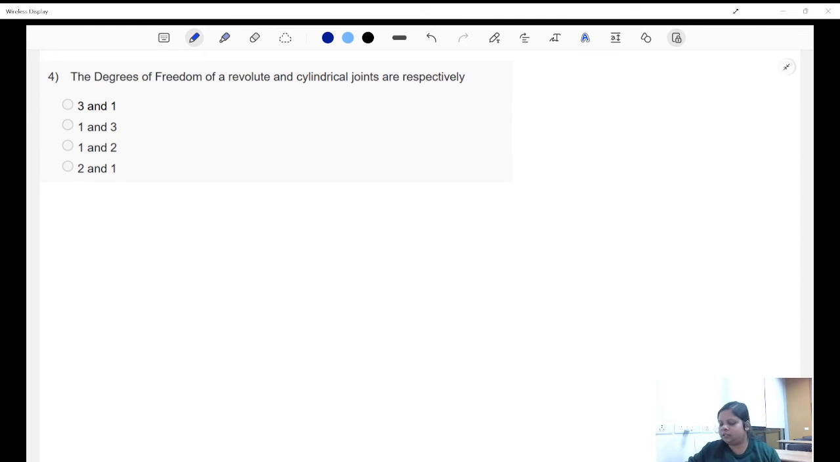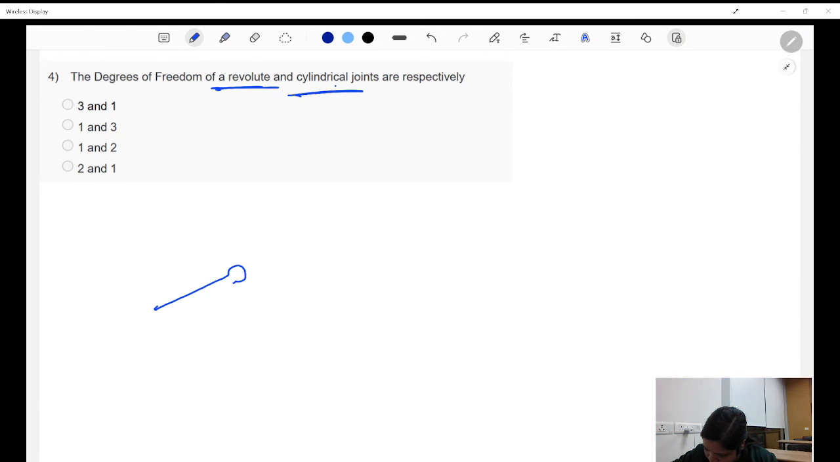The degrees of freedom of a revolute and cylindrical joints are what? You have read this. Tell me what is the degree of revolute and cylindrical joint? D, you want to say 2 and 1. For revolute, it is 2. Revolute is just moving along one axis, no? So it has just 1 degree of freedom, right?